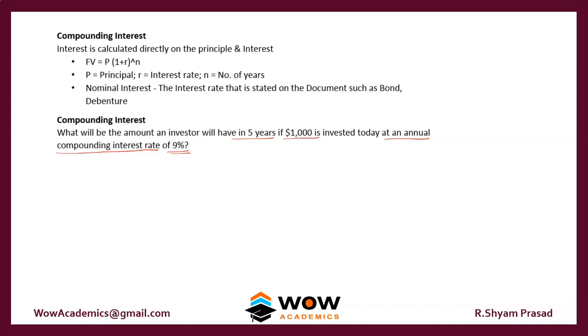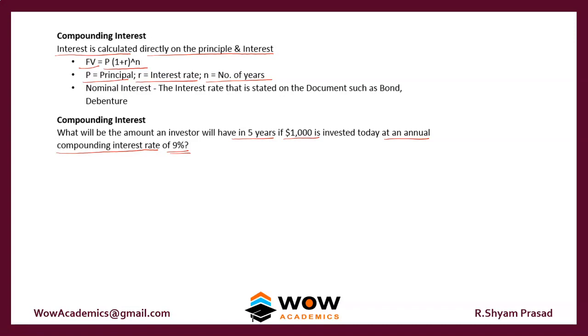So this is the concept in compounding. Interest is calculated on the principal and interest. In compounding interest, the interest is not only calculated on the principal, but also on any extra interest that has accrued in the previous year. Okay, so the formula works like this. The future value is equal to the principal into 1 plus R to the power of n, where P is principal, R is interest rate, and n is the number of years. So we'll start.